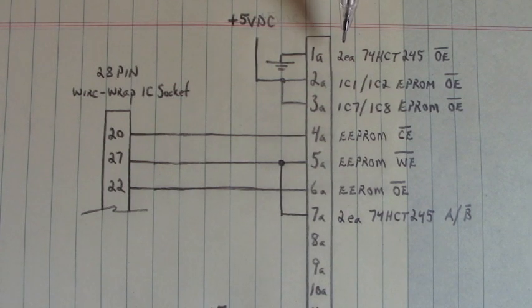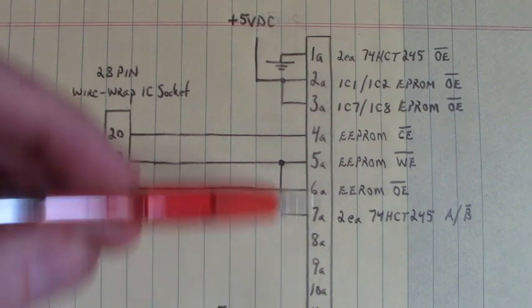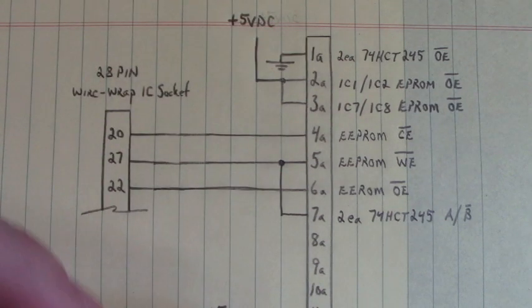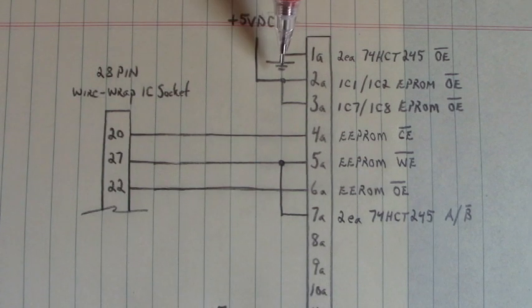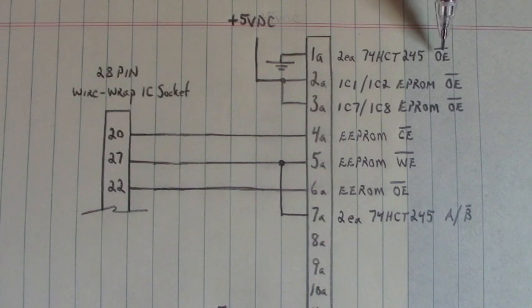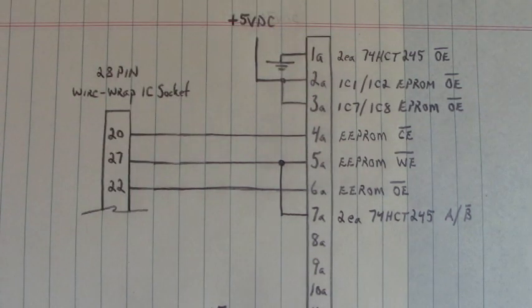Up here are the two 74HCT245s, and here we are. This is our connector, our 3-row connector on our programming adapter. We want to tie pin 1A to ground, and that will output enable the two 74HCT245s. They will always be output enabled. They will never go into tri-state because we have grounded those output enable inputs.